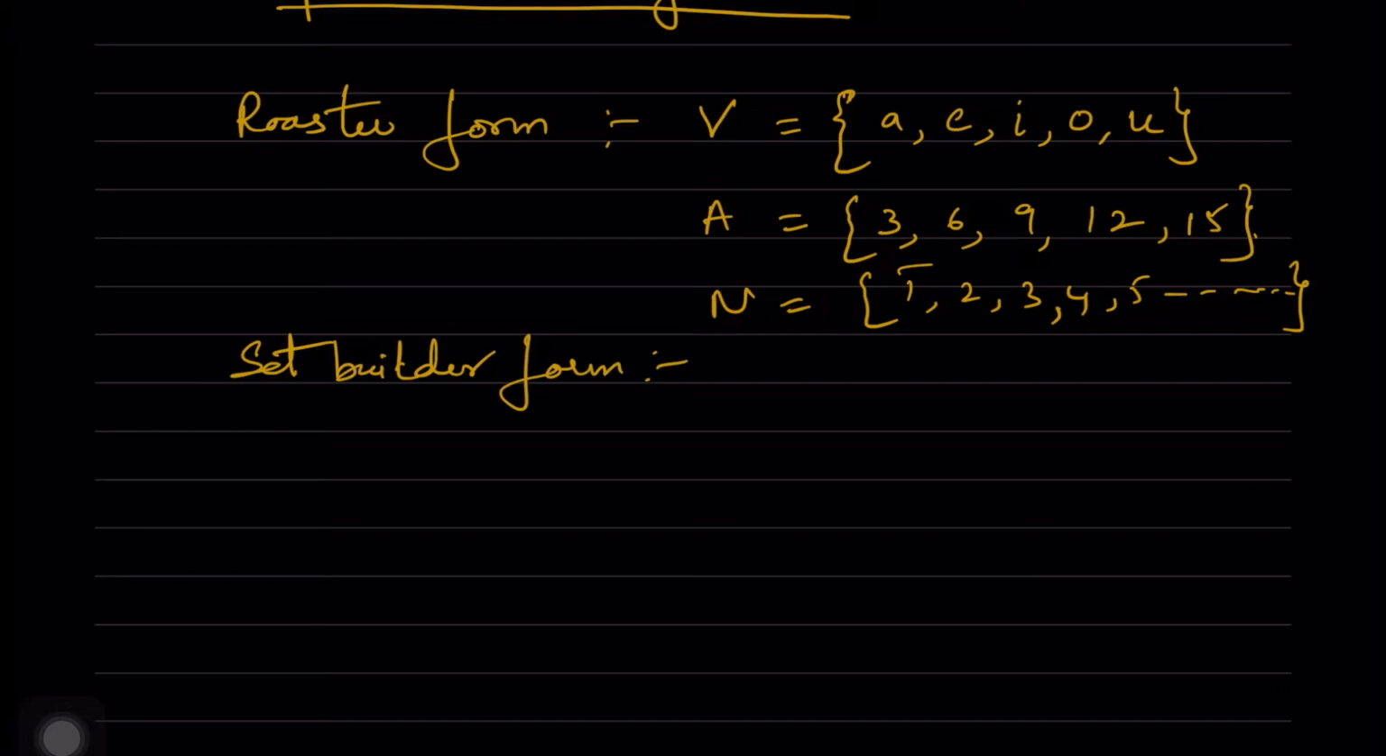Roster form. Set builder form, we write in such a way that there's a property which should be written. Now suppose the same thing, now I'm writing V itself. V is nothing but the set of vowels. How do we write this? This x is nothing but that element possesses a particular single common property. So what is that single property which it possesses? We'll just write x is a vowel in English alphabet.